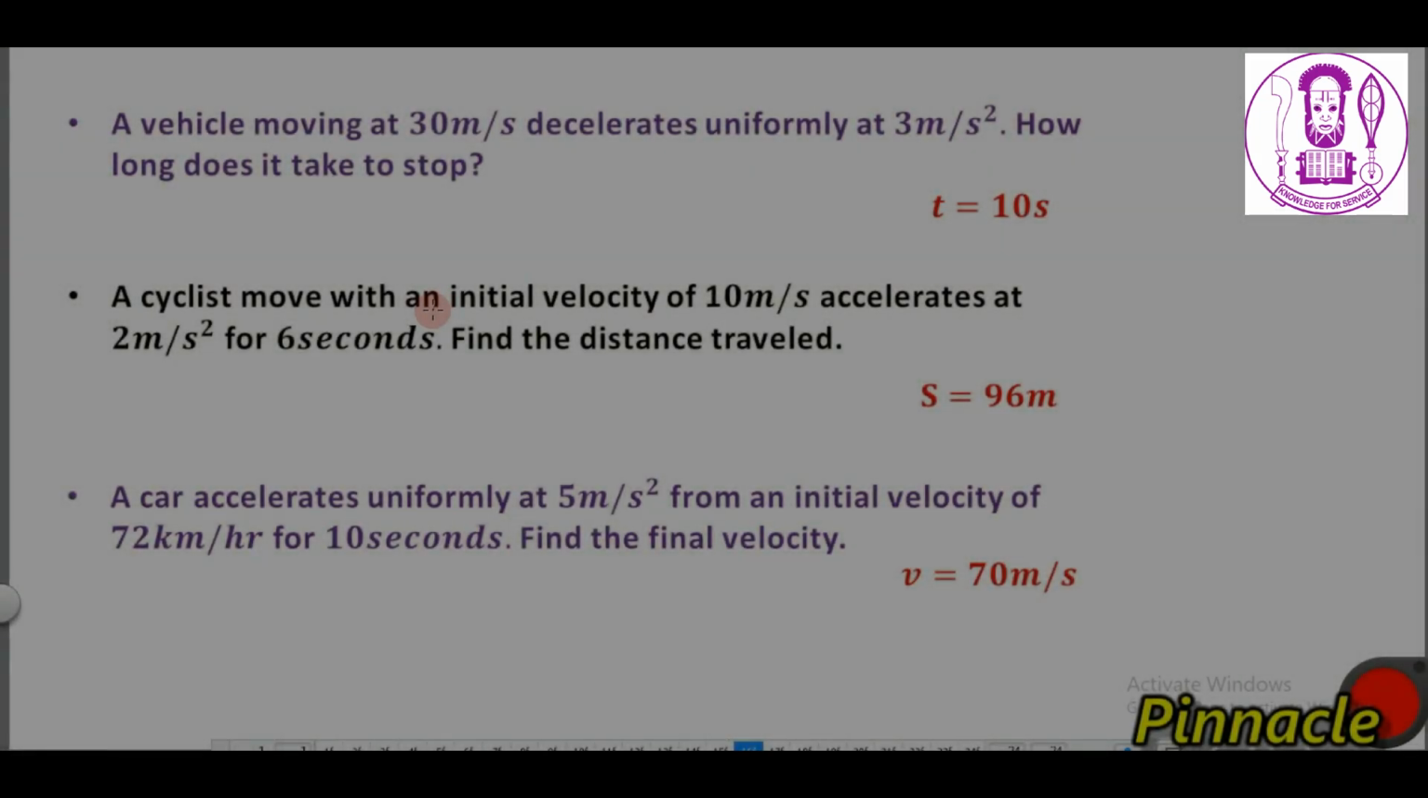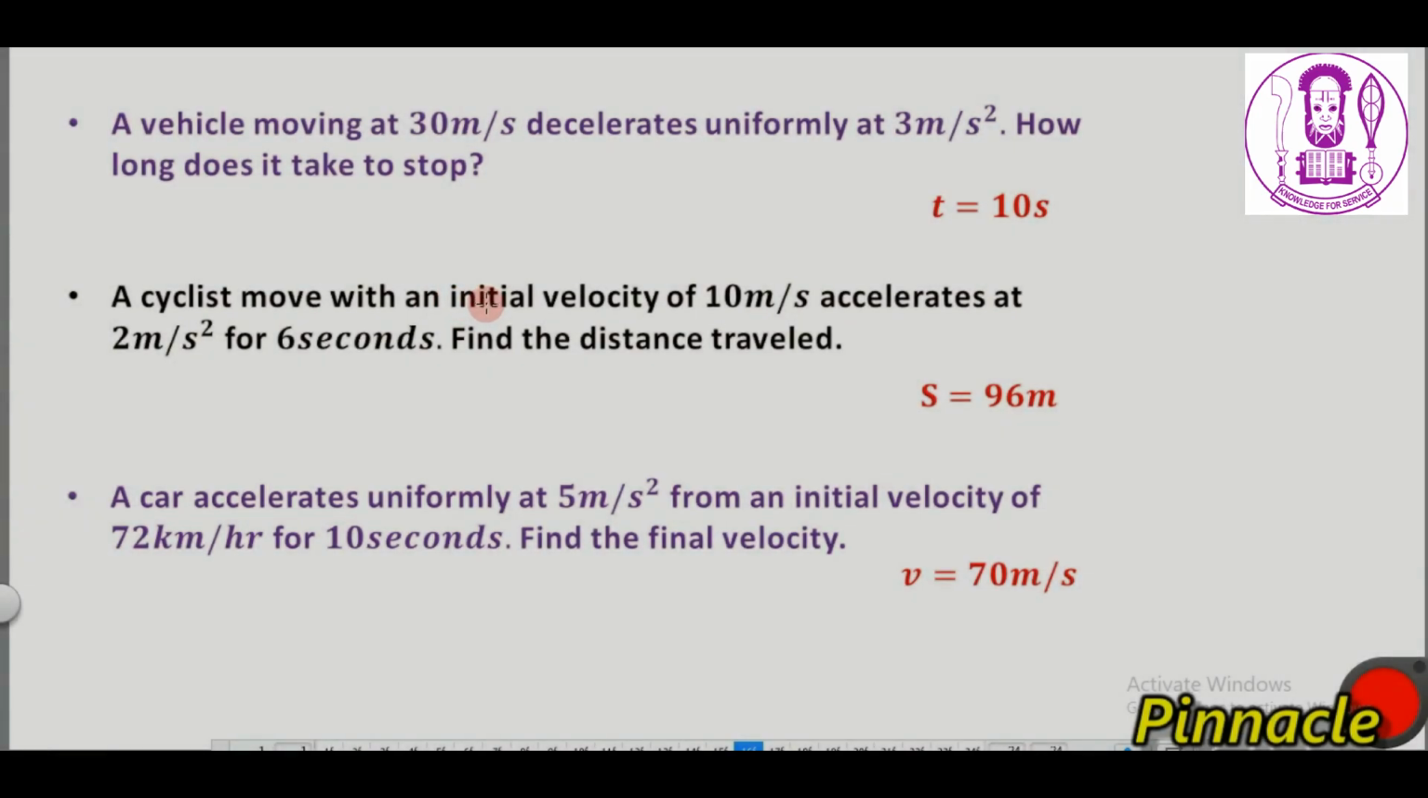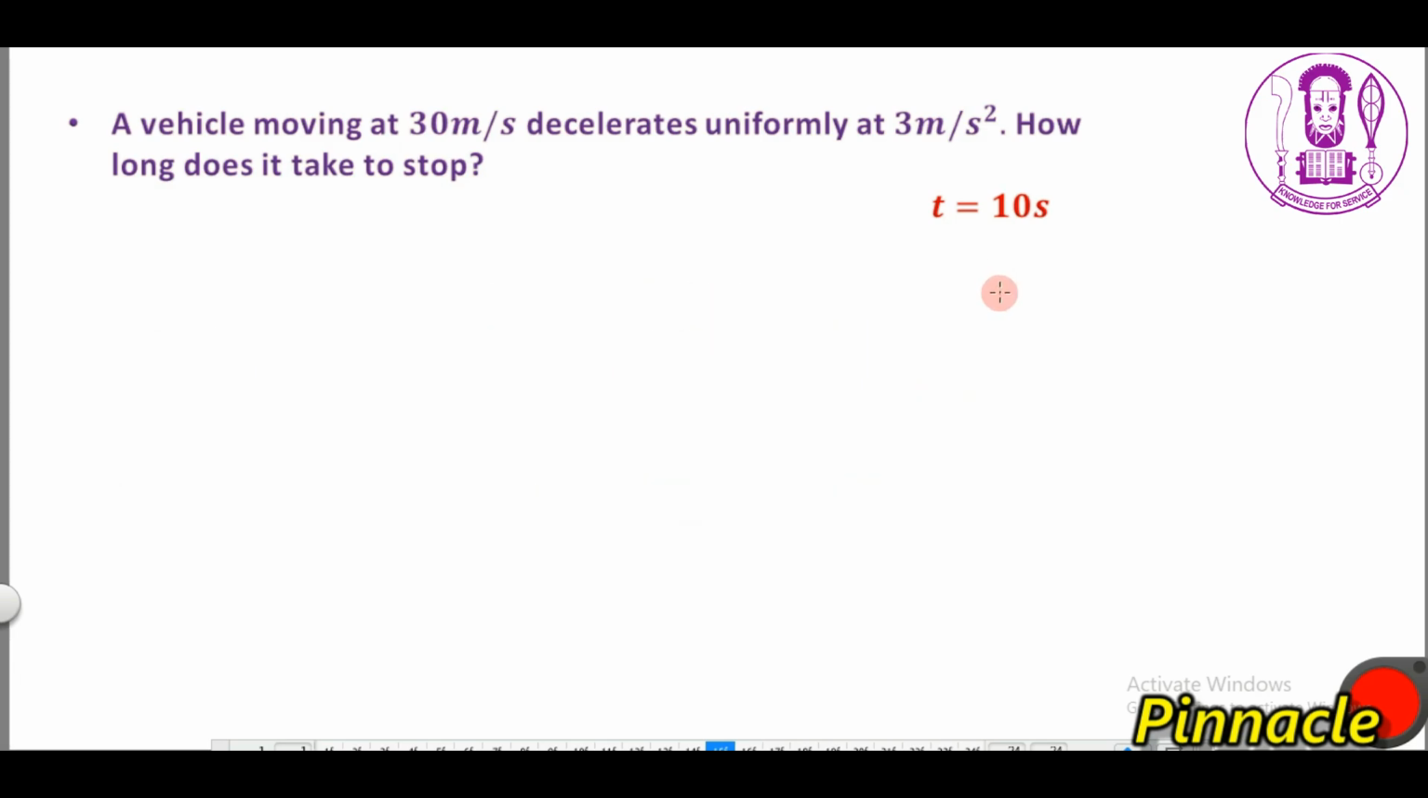So here we're going to look at these three questions. The first question is, a vehicle moving at 30 meters per second decelerates uniformly at 3 meters per second square. How long does it take to stop? So the answer is 10 seconds. Let's solve to see if our answer will be correct.